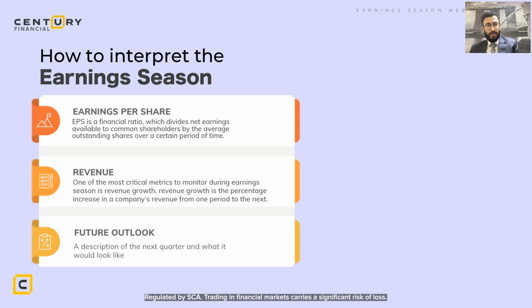Second is the revenue. Revenue also, you must see whether the revenue is better than what the analysts expected or lower. And last, most important is the future outlook. A lot of companies in their earnings transcript also talk about what their expectation is in the future, how they see the company in the next 3 months, what is going to be the expectation in the next 3 months. I'll give you an example.